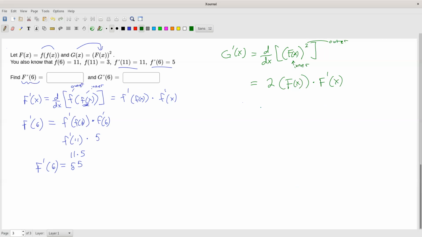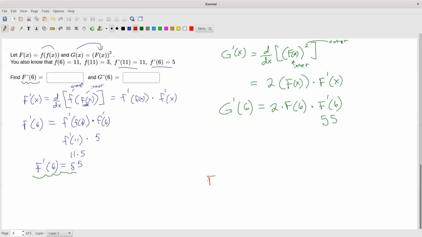Now we think about the 6. G prime of 6 is equal to twice capital F of 6 times capital F prime of 6. Well, we just found capital F prime of 6 there. So cool, I know this thing right here is a 55. Can I figure out what capital F of 6 is? I don't have that yet, so I'm just going to do a little work down here to figure that out.